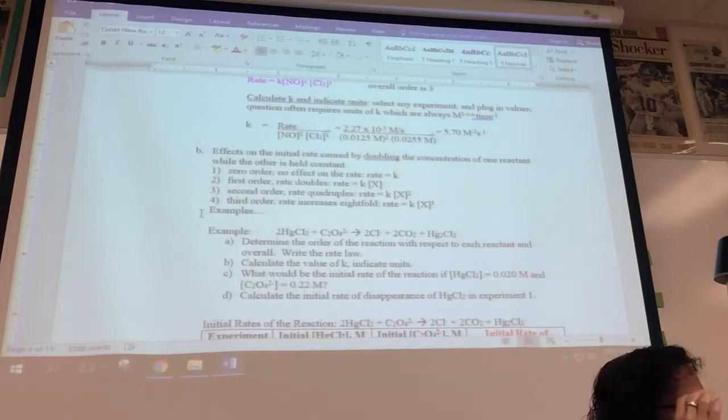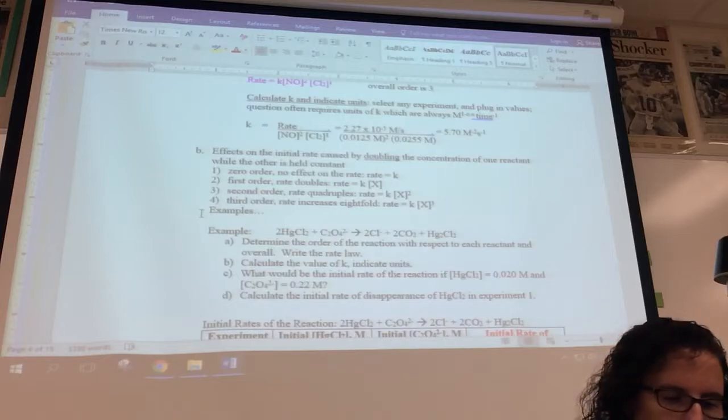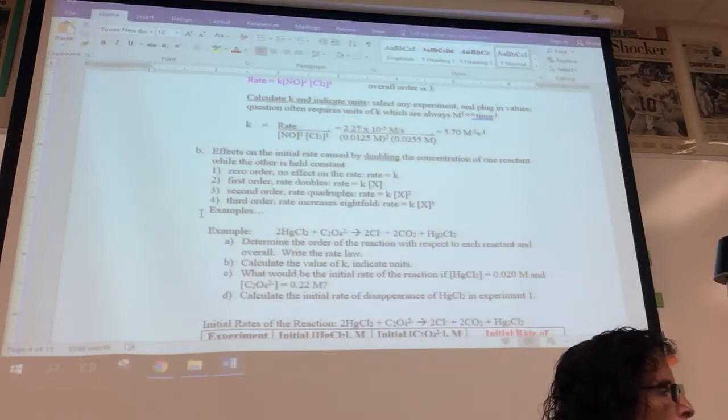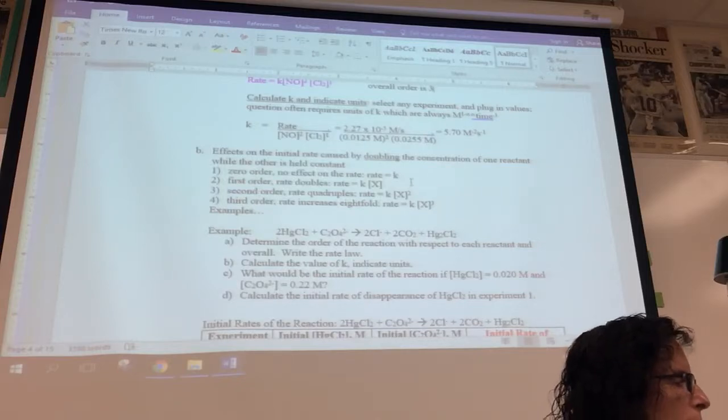All right, so I've just given you a whole bunch of scenarios here, and you've got this in your notes. I'm going to show you mathematically because I think it'll be easier. We want to look at the effect on the initial rate that's caused when you double the concentration of one reactant while the other is held constant for zero, first, second, and third order. There are many, many examples you can use.